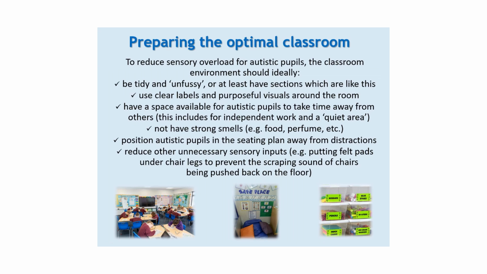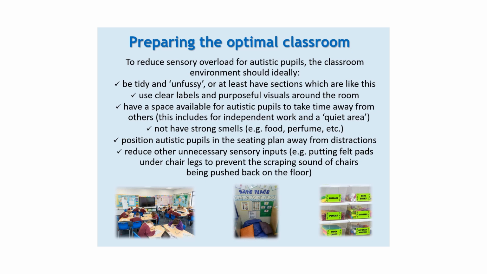Preparing the optimal classroom. To reduce sensory overload for autistic pupils, the classroom environment should ideally be tidy and unfussy, or at least have sections which are like this. Use clear labels and purposeful visuals around the room. Have a space available for autistic pupils to take time away from others. This includes for independent work and a quiet area.